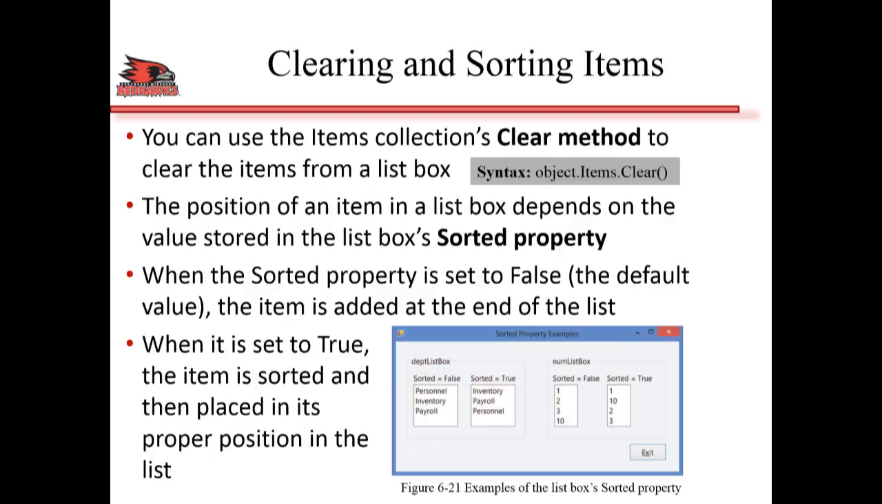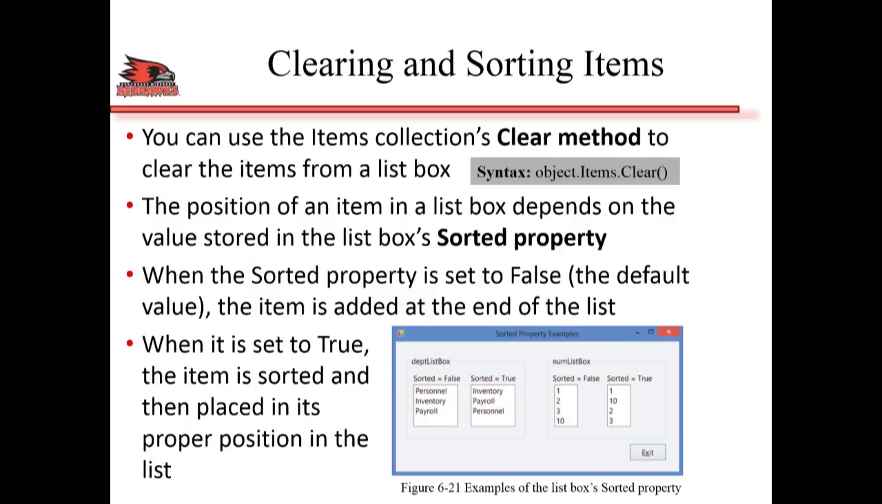We've already discussed a little bit about the sorted property. If this property is false, then each item is added at the bottom. If this property is true, then the item is sorted alphabetically if it's a string, like A, B, C, D. And for numbers, if sorted is true, then it's sorted according to the leftmost digit of that number, and in ascending order.